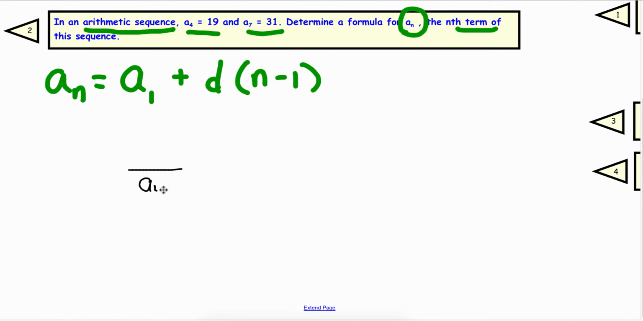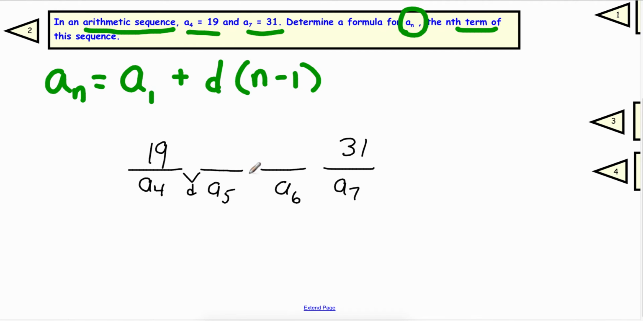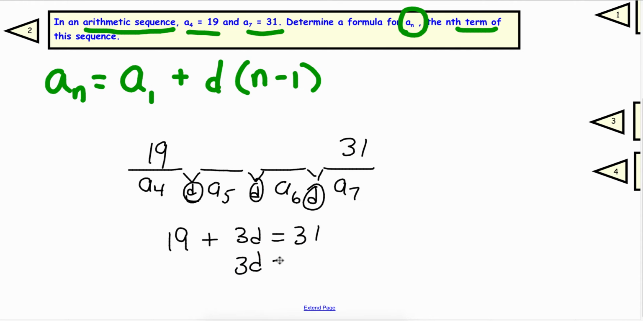We know the fourth term is 19. Fifth term, sixth term, and we know the seventh term is 31. So basically what happened here, we added on a difference here, we added on a difference here, we added on a difference here. Okay, let's just write a little equation. 19 plus 1, 2, 3 differences got me to the number 31. By doing some basic math, 31 minus 19 is 12. We know our difference is 4.